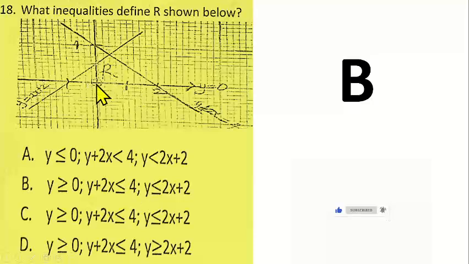Then this x-axis is represented by y is equal to 0, but because this side is the required region, that means this side is shaded, that side is shaded, so the region that is required is y is greater than or equals to 0, which is this one as well. So for the options given, option B is the correct option for question number 18.